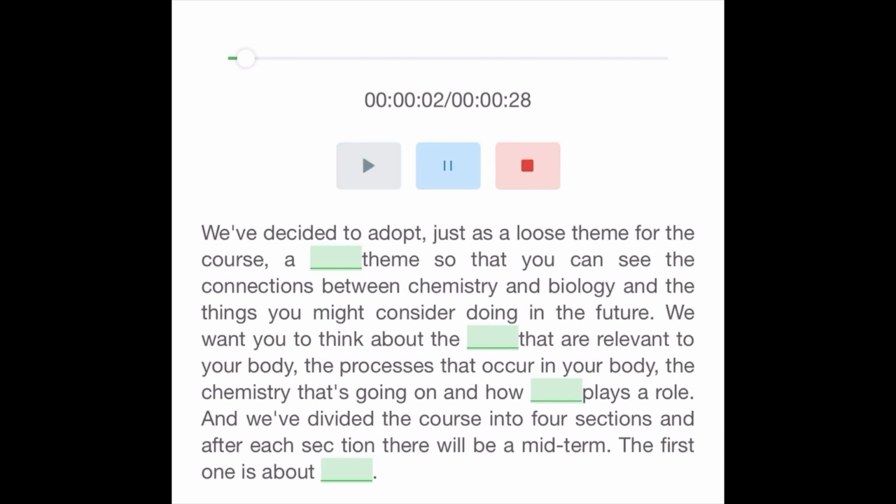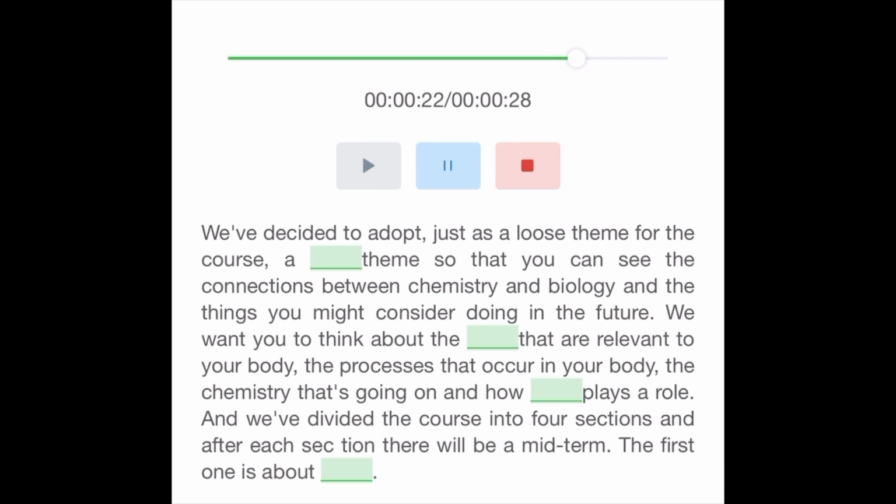We've decided to adopt, just as a loose theme for the course, a biological theme so that you can see the connections between chemistry and biology and the things you might consider doing in the future. We want you to think about the molecules that are relevant to your body, the processes that occur in your body, the chemistry that's going on and how energy plays a role.